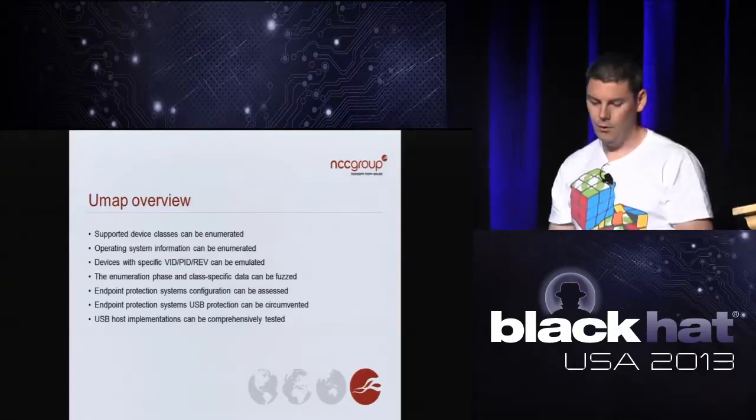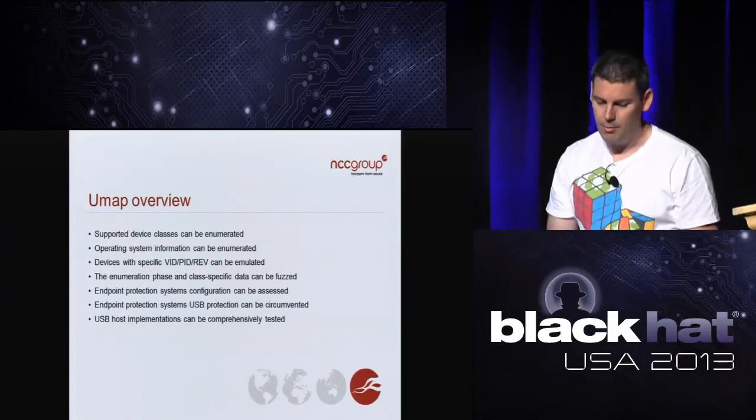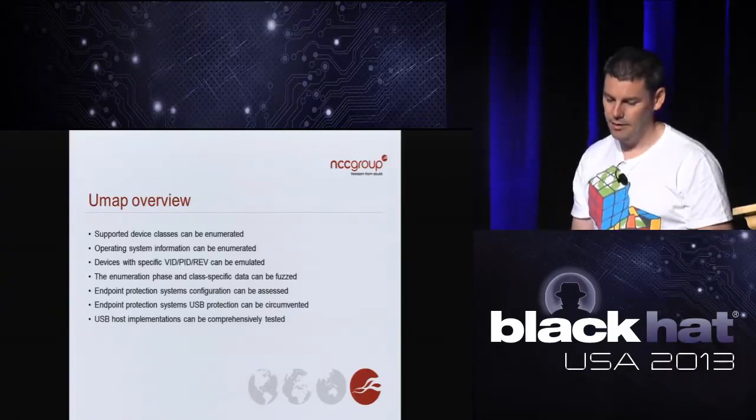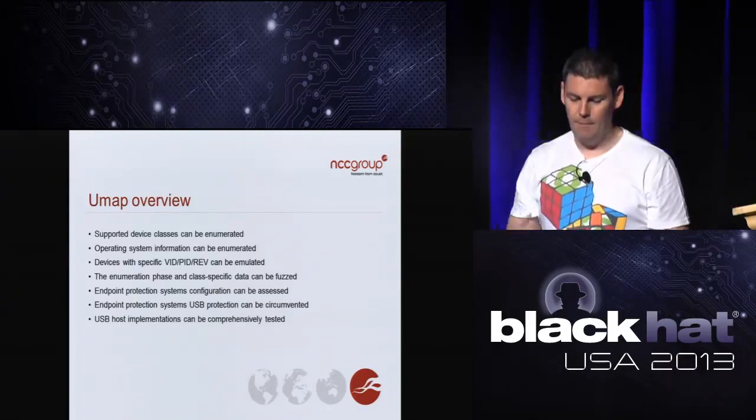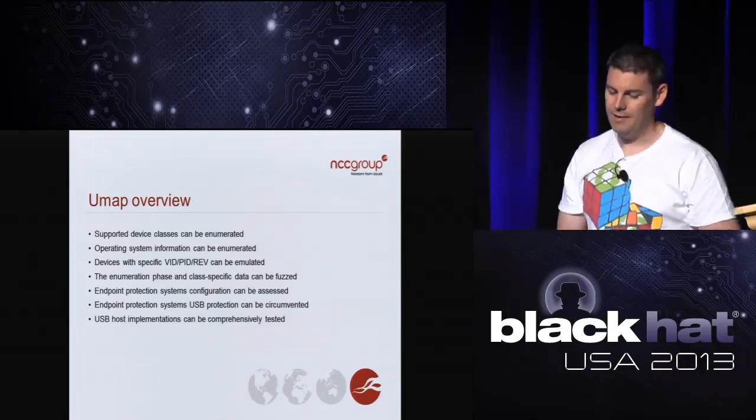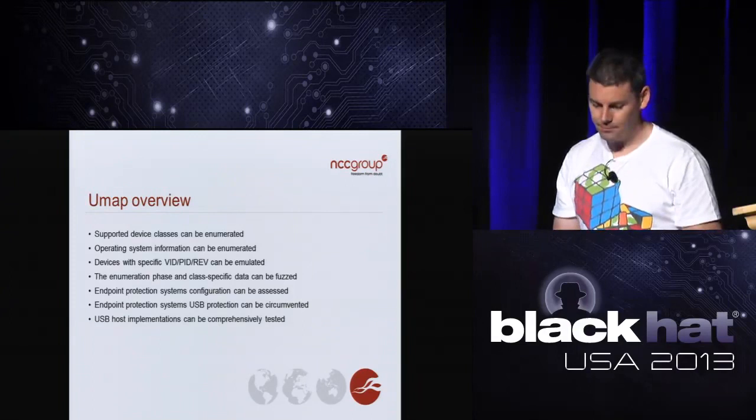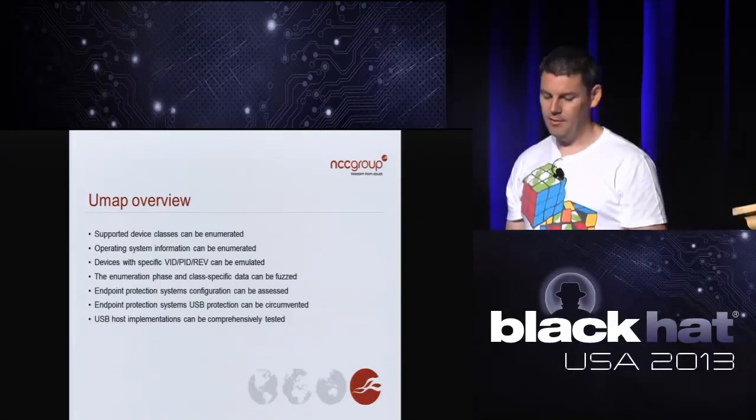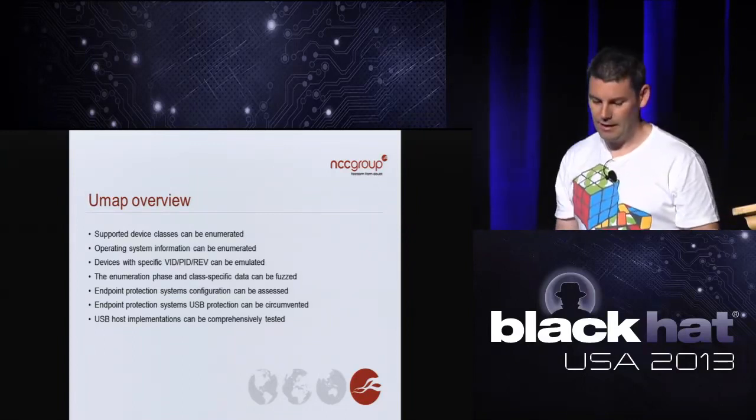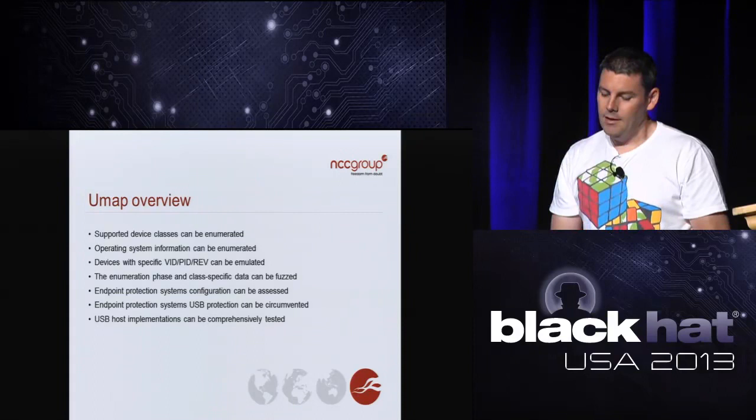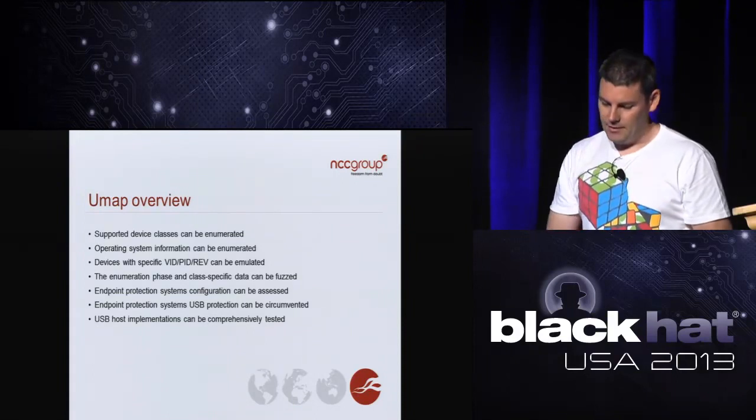So just a bit of an overview of what you can currently do with UMAP. You can identify the device classes that are currently supported, and do a very rudimentary operating system identification. You can emulate specific devices based on the VID, PID, and REV for the different classes. You can fuzz that data based on the spec.